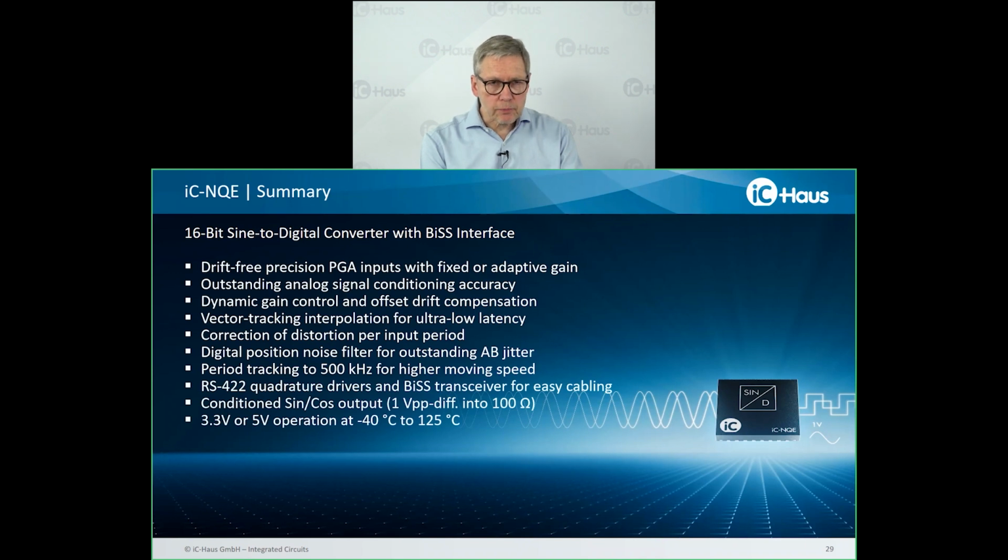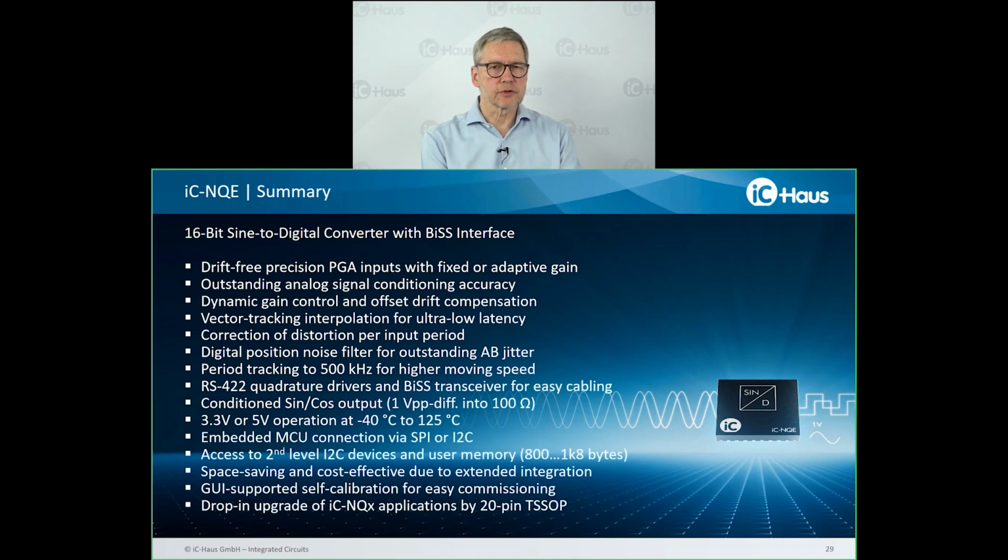We have output stages RS422 and the BiSS transceiver, conditioned sine-cosine output, and run on 3 or 5 volt over the full temperature range. For embedded applications, we have SPI and I2C, allowing you to access I2C devices and also additional user memory. So overall, this solution is space-saving, cost-effective due to the extended grade of integration. And the GUI-supported self-calibration eases your commissioning. And finally, again, it's a drop-in upgrade of existing iC-NQE applications when you go for the 20-pin TSOP.